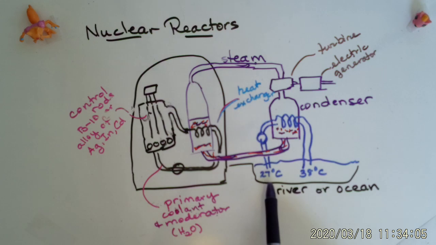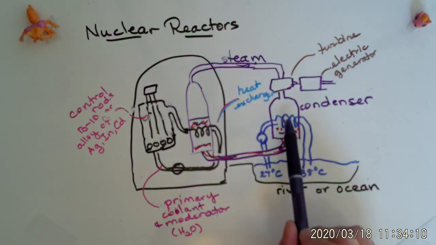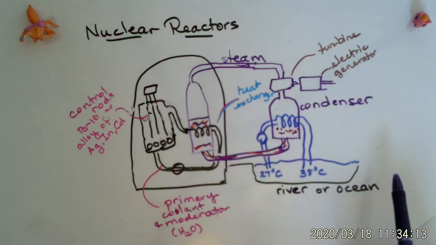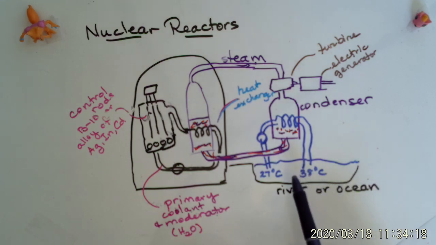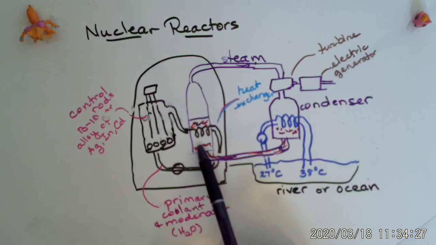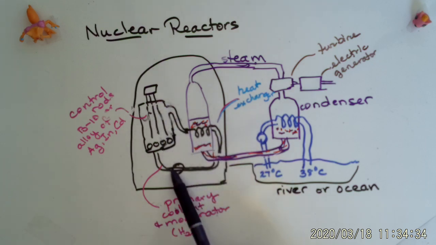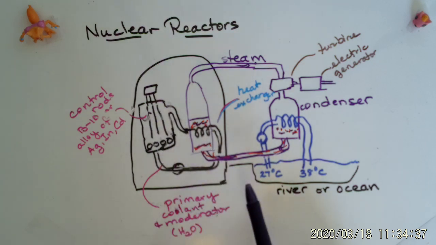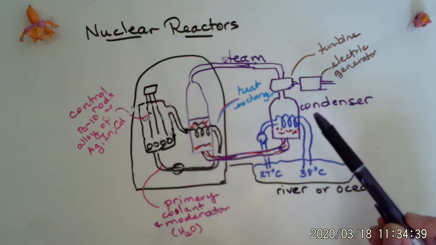So water is being used at 27 degrees from your river or from your ocean. Once it's been warmed, we put it back into our river or ocean at 38 degrees Celsius, or approximately that temperature. In this container, we have steam coming in. It condenses, becomes water, gets pumped in here, and this is basically called the heat exchanger. The water here is then warmed up by this water that's in contact with our nuclear fuel.